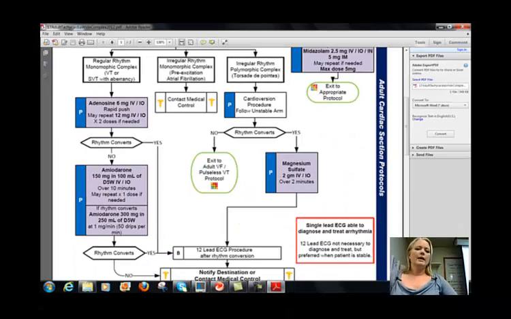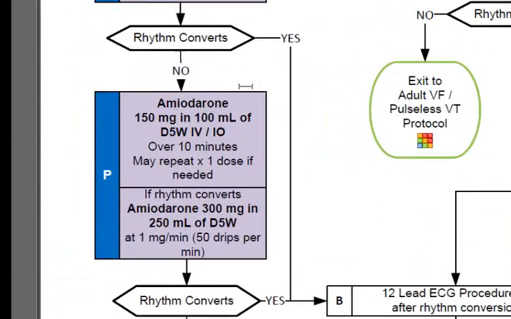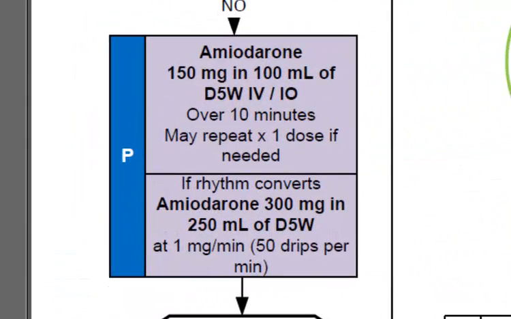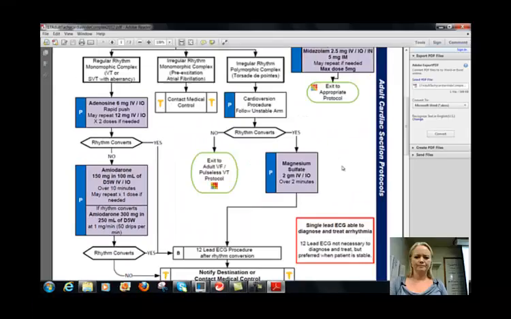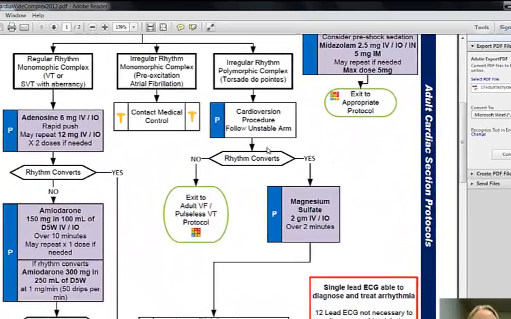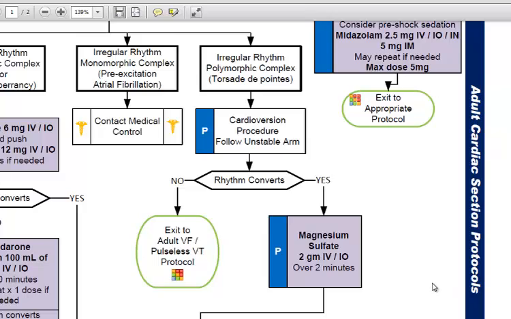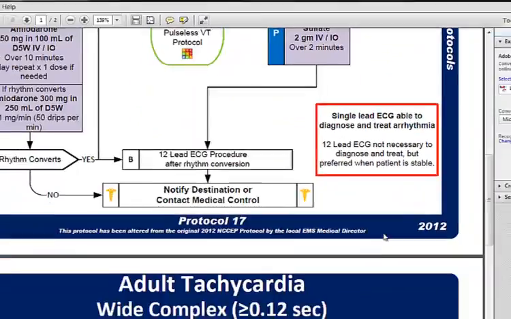So they get adenosine again because if they're in SVT with aberrancy, then it's going to hopefully convert them to sinus rhythm. If it doesn't, then you give them amiodarone for VTAC and electricity if they are unstable. And then the irregular gets cardioverted and MAG if they need it.